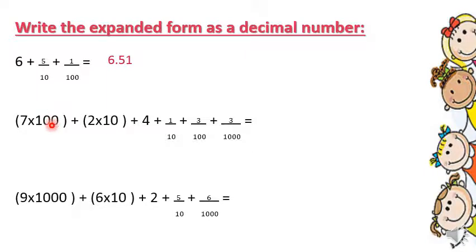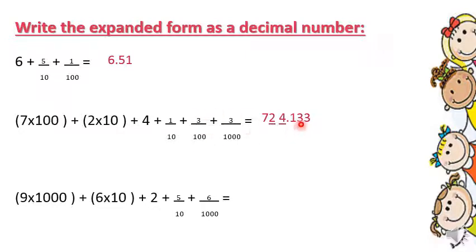Let's move to the second one. It's 7 times 100. So after 7, we have two digits. Then we fill in these digits. 2 times 10. So it's in the tens place. Plus 4. 4 is in the ones place. Now let's continue. When I see fractions, it means I'm now in the decimal part. This is 1/10, so this is the first digit after the point.